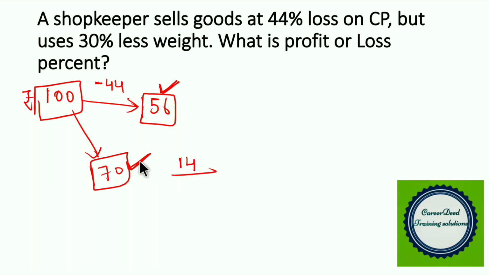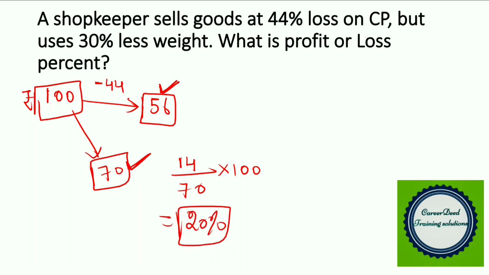So this 14 rupees loss is how many percent of this 70 rupees? So 14 by 70 into 100, you get 20%. So he is selling at a 20% loss. Hope you got the point. Moving to question number 2.